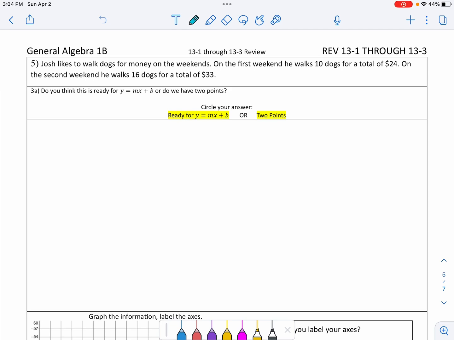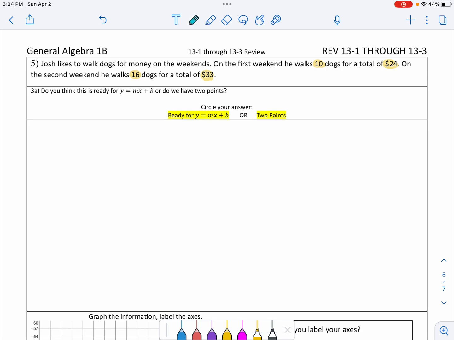Yes. All right. Can you read the problem for me? Where's the problem? Where it says Josh. Oh, okay. There we go. Josh likes to walk dogs for money on the weekends. On the first weekend, he walks 10 dogs for a total of $24. On the second weekend, he walks 16 dogs for a total of $33.